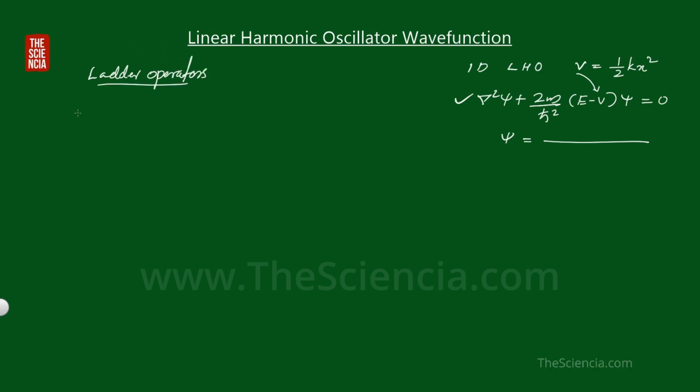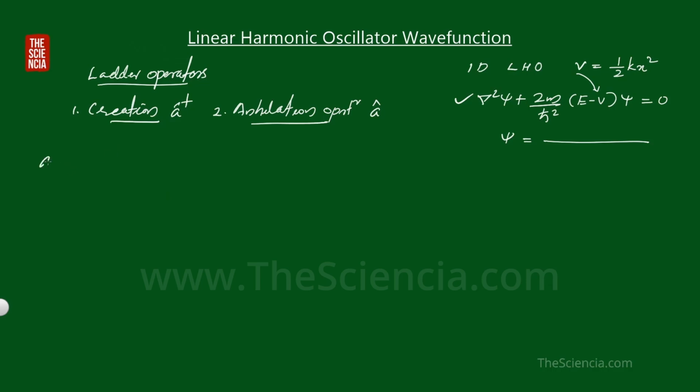What are the ladder operators? One is the creation operator, that is a dagger, and another one is the annihilation operator, that is a. Right. So we are going to use these two operators and we are going to find the wave functions. Wave function for ground state energy, first excited state energy, and so on.